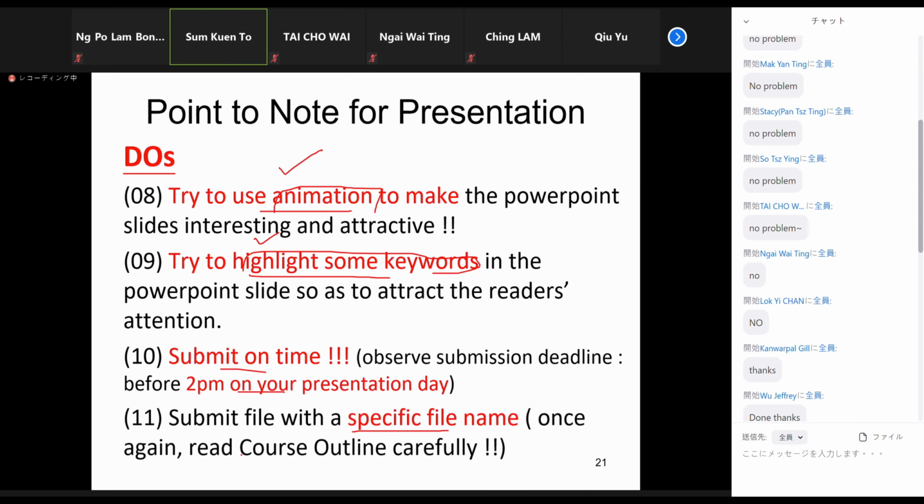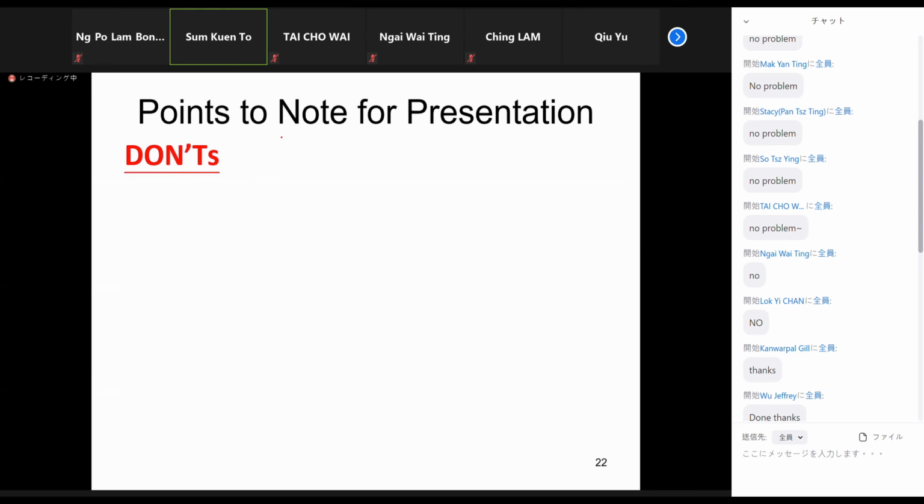So read the course online. It is your Bible. You need to read it, you need to understand it, you need to take action on that. So these are the do's. Apart from the do's, what are the don'ts? Something you should not do.